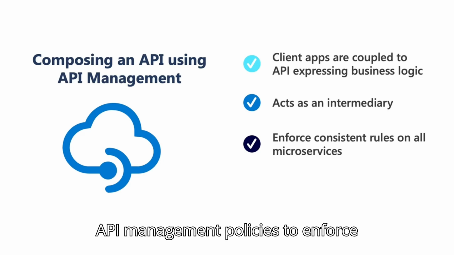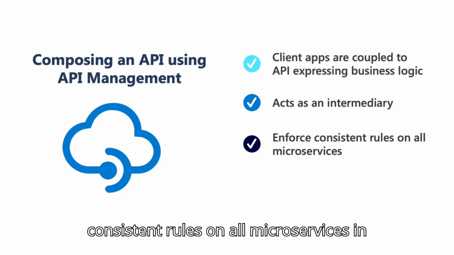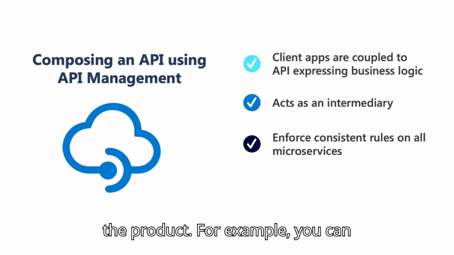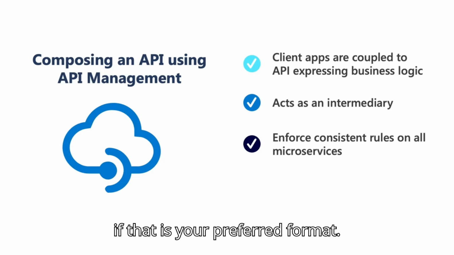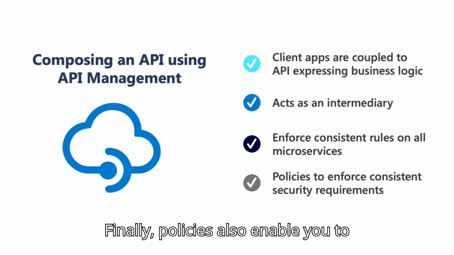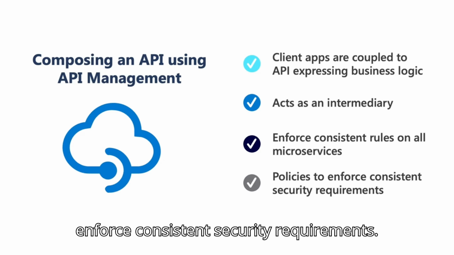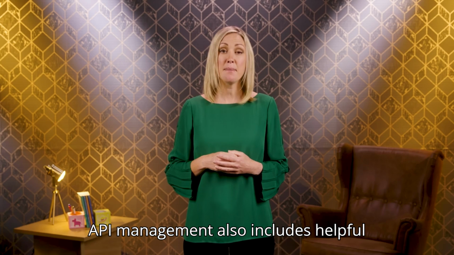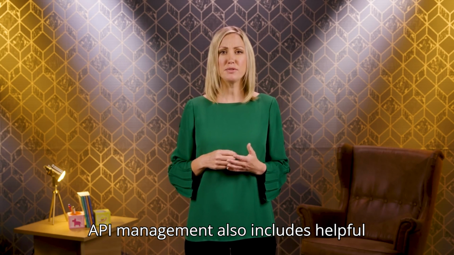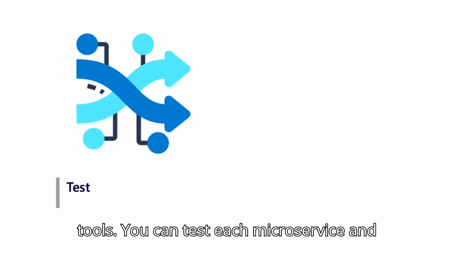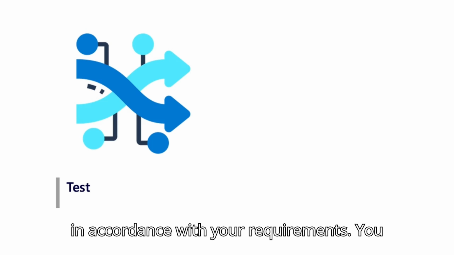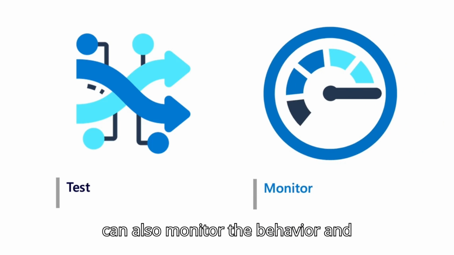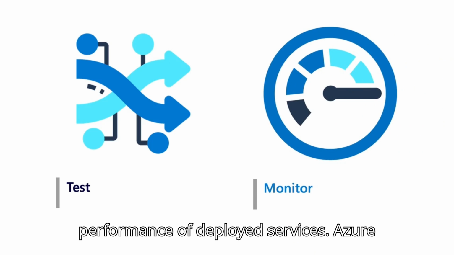You can use API management policies to enforce consistent rules on all microservices in the product. For example, you can transform all XML responses into JSON if that is your preferred format. Finally, policies also enable you to enforce consistent security requirements. API management also includes helpful tools. You can test each microservice and its operations to ensure that they behave in accordance with your requirements. You can also monitor the behavior and performance of deployed services.